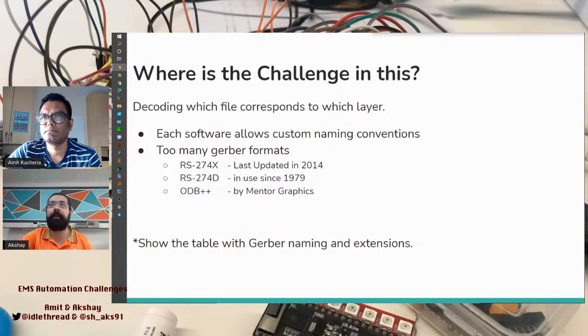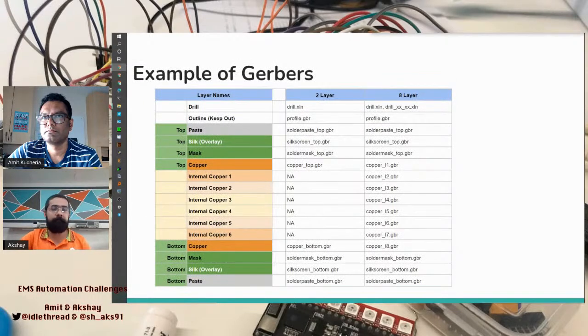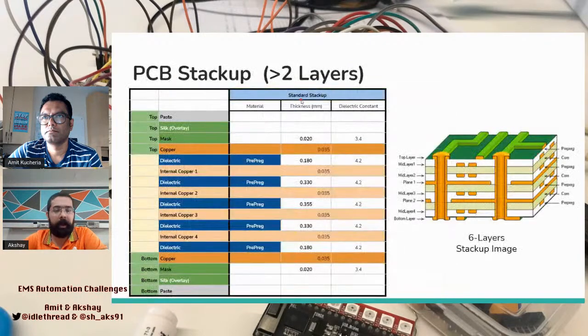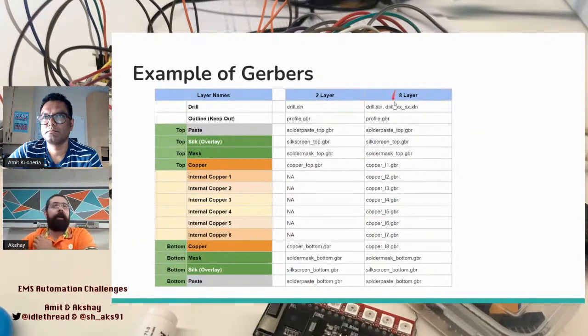So going away from this, let's look at what these layers are. In simple terms, a PCB is nothing but a stack up going from copper layers and some form of dielectric layers in the middle. I've given 2 examples here, a 2-layer board and an 8-layer board. Over here, you have multiple layers.